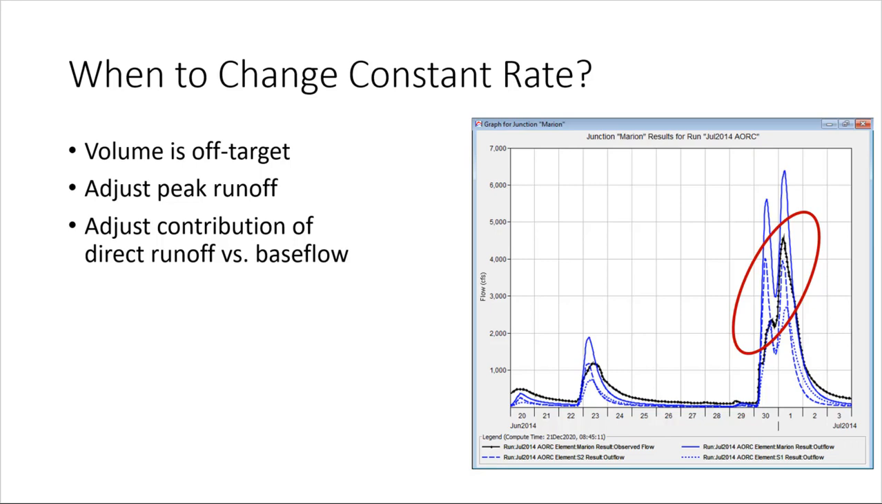If you are finding that your model response is generally much too fast and you're missing the receding limb of the hydrograph as it returns to baseflow by a lot, then changing the constant rate to send more water to baseflow is probably the solution. The converse is true as well. To get much more rapid, flashy response, then decreasing the constant rate allows the unit hydrograph parameters to control that faster response.